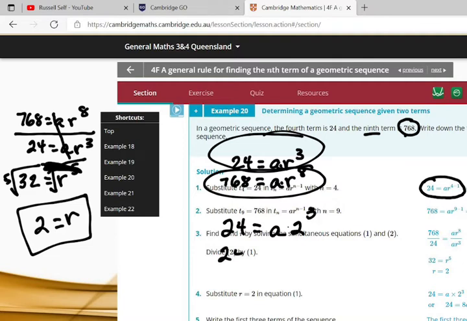So that gives us 24 equals A. 2 to the third power is 2 times 2 times 2, so 8. So that makes 8A. That's 8 times A. The opposite of multiply, of course, is divide. So we'll divide both sides by 8, which gives us A of 3. So the very first term in this sequence is 3.